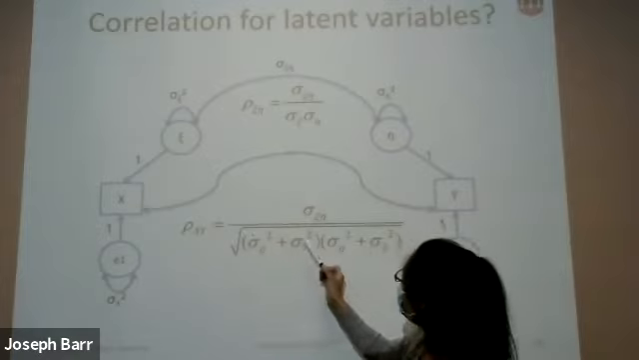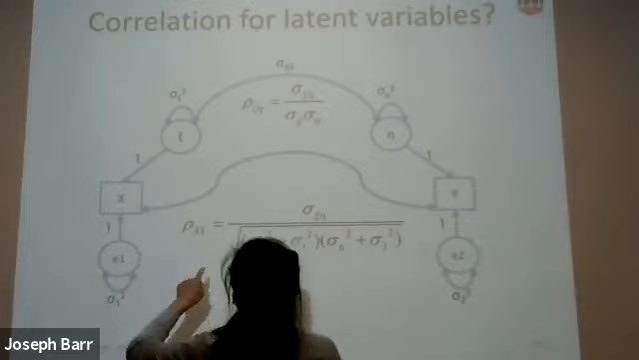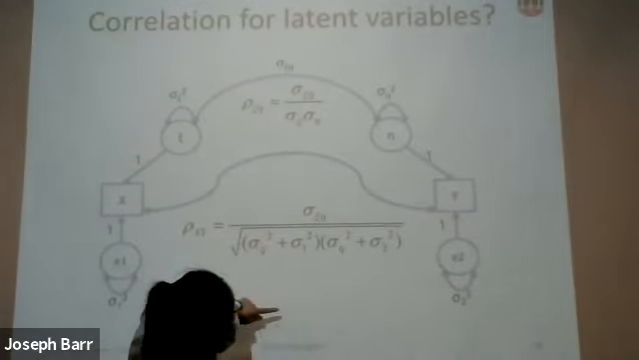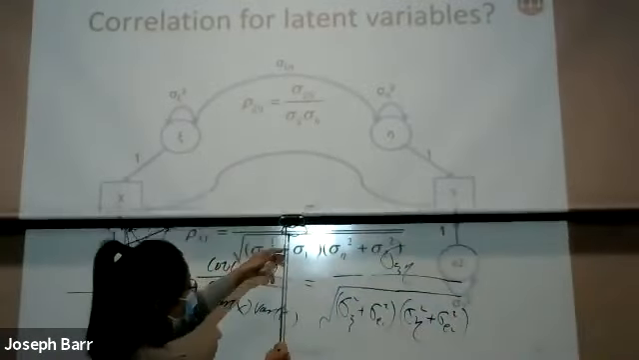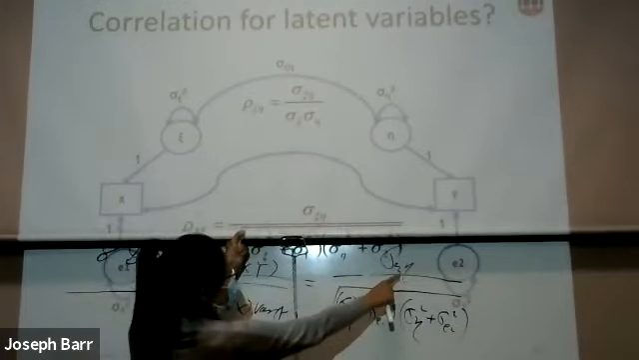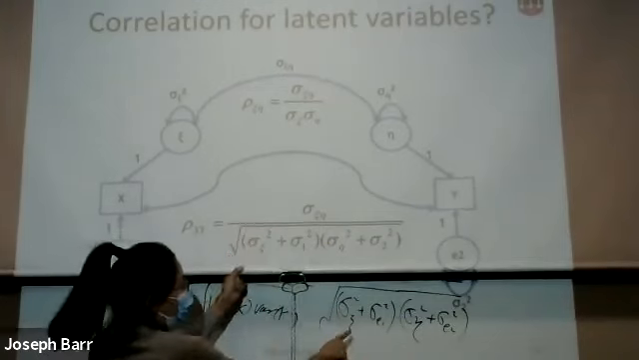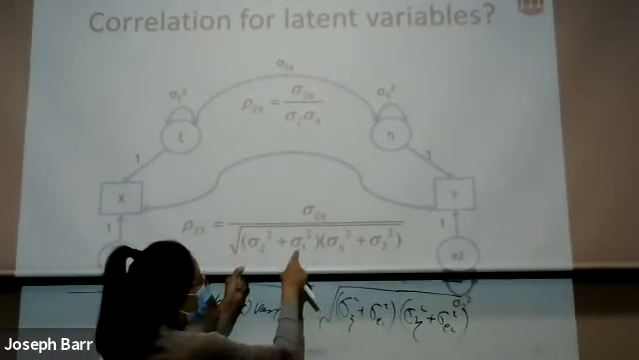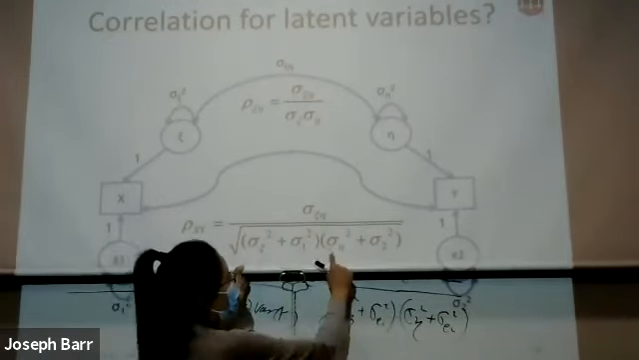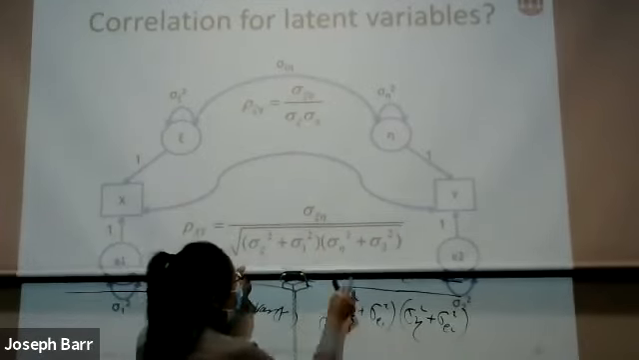So we just calculate the correlation between x and y, which is the covariance between x and y. This formula is the same as this formula. The covariance between these two values, this is the variance of x, sigma 1 squared, the same sigma 1 squared. This is the variance of y. So this formula is just this formula.